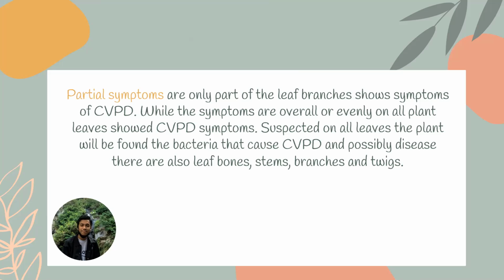Partial symptoms are when only part of a leaf branch shows symptoms of CVPD, while overall symptoms are when all the plant's leaves evenly show CVPD symptoms. If all leaves are suspected, the bacteria that cause CVPD will be found in the plant, possibly also in the leaf bones, stems, branches, and twigs.